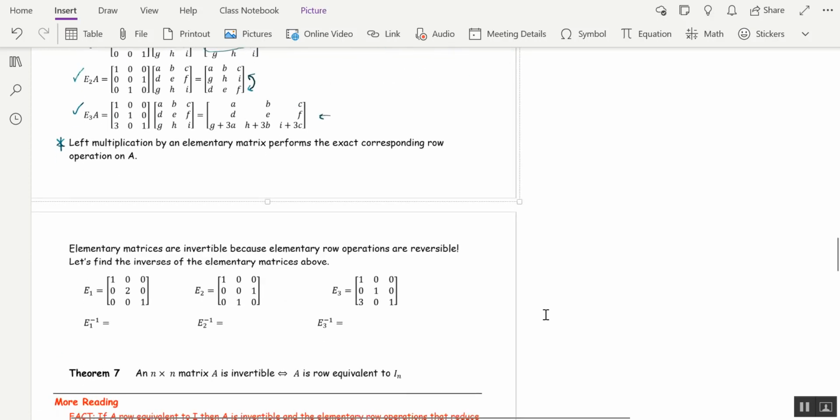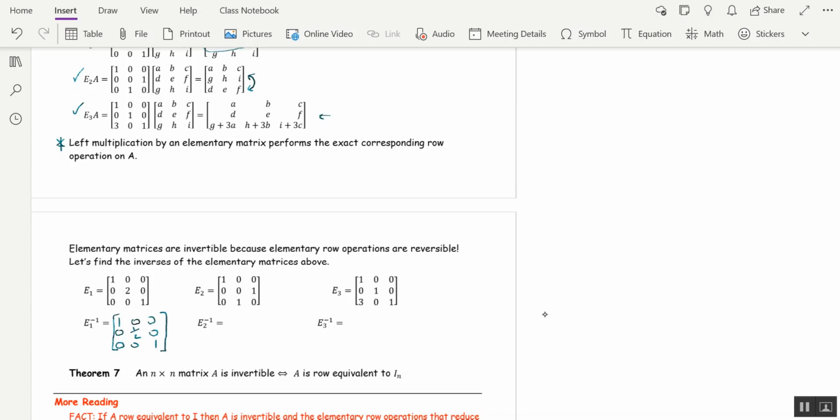Okay, another cool thing about elementary matrices is that they're invertible. And that's because the elementary row operations are reversible. So let's see how to find the inverse of an elementary matrix. In this first example, E1, the way I got E1 is I multiplied row 2 of the identity by 2. How would I undo that? Well, I would multiply row 2 of the identity by a half. So 1, 0, 0, 0, a half, 0, 0, 0, 1. That would be the inverse of E1.